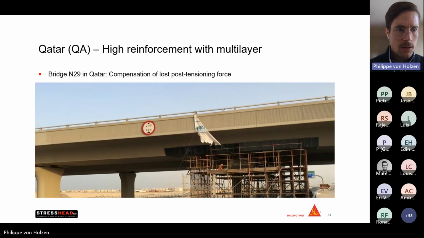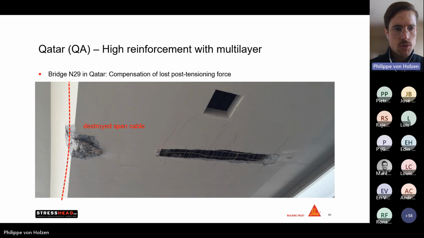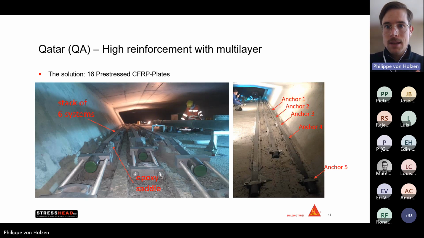And here at the end, a bridge reinforcement from Qatar. The reason for the strengthening here was that a construction truck crashed against the bridge, destroyed one existing span cable completely, and opened the box girder over almost the whole length. So you can imagine in this case, we needed to give back a very high post-tensioning force in a very local zone. So in this project, we actually had the chance to work inside of this box girder.